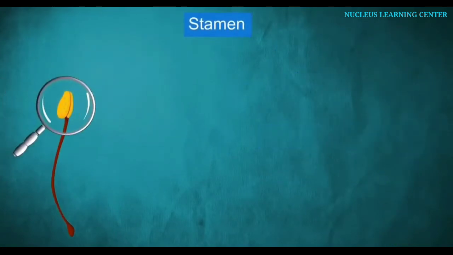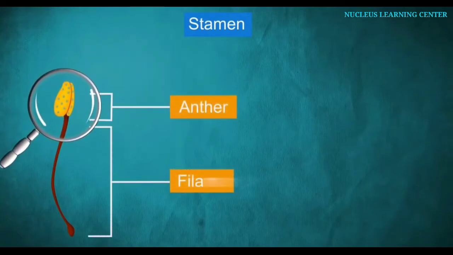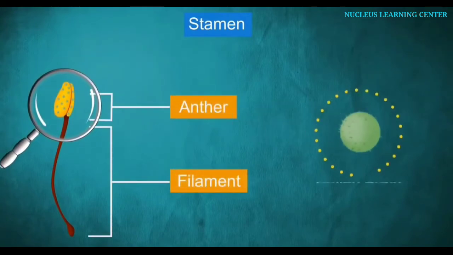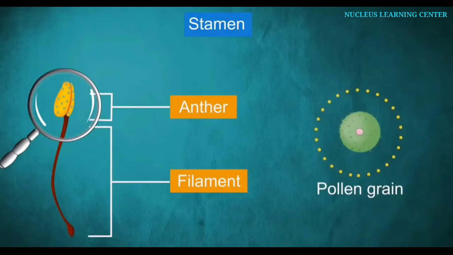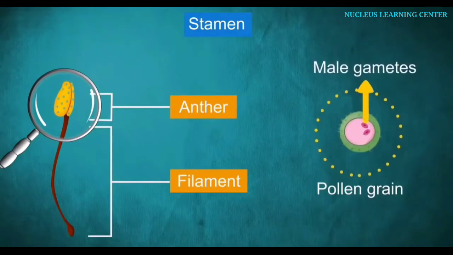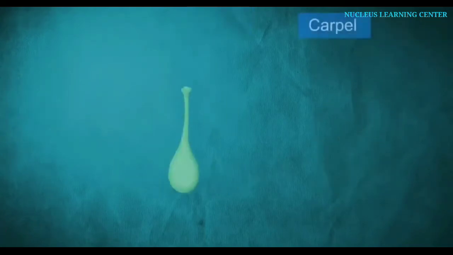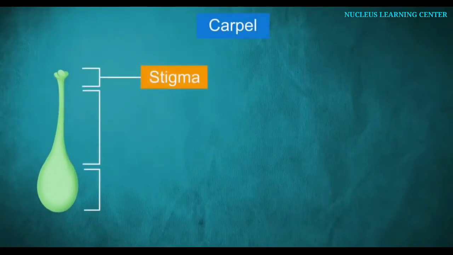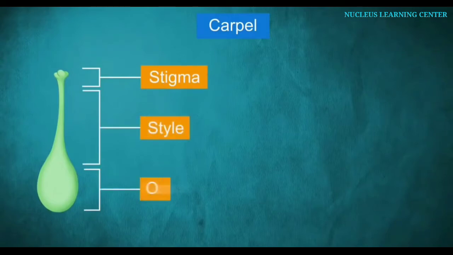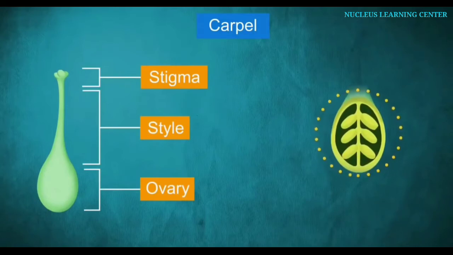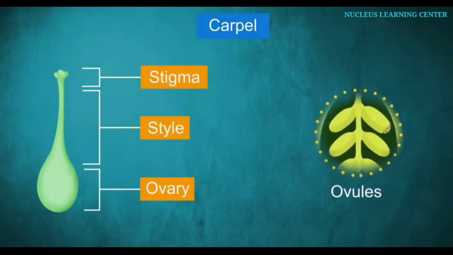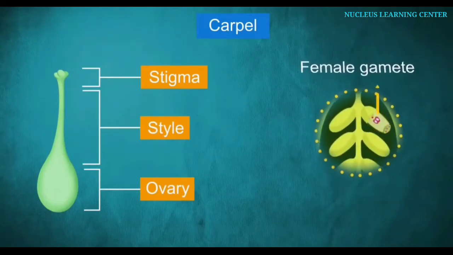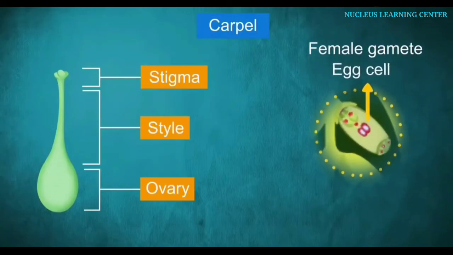A stamen is made of two main parts, anther and filament. The anther produces pollen grains. It is a pollen grain that contains the male gametes. A carpel, on the other hand, is made up of three parts. The terminal part is called the stigma. The middle elongated part is the style, and the swollen bottom part is the ovary. Inside the ovary, ovules are present. It is the ovule that has the female gamete called the egg cell.